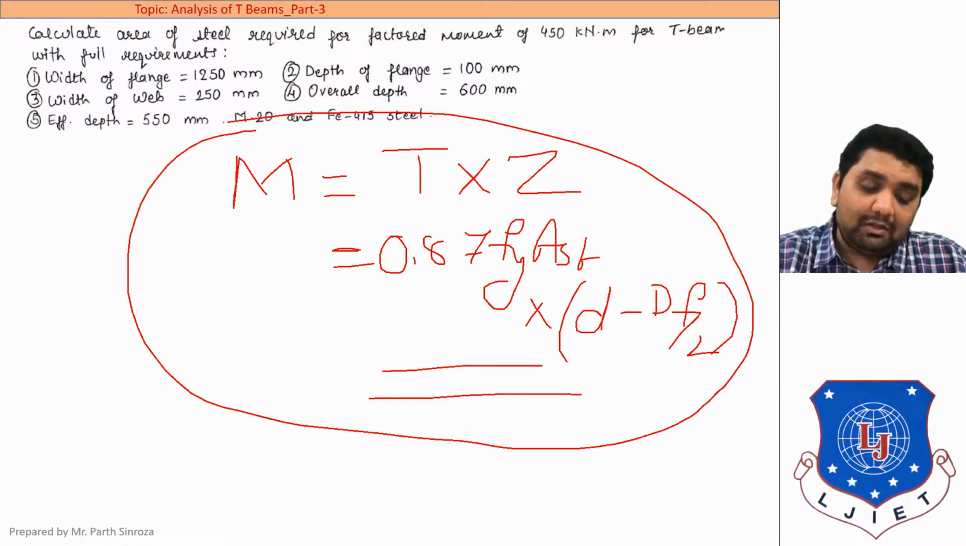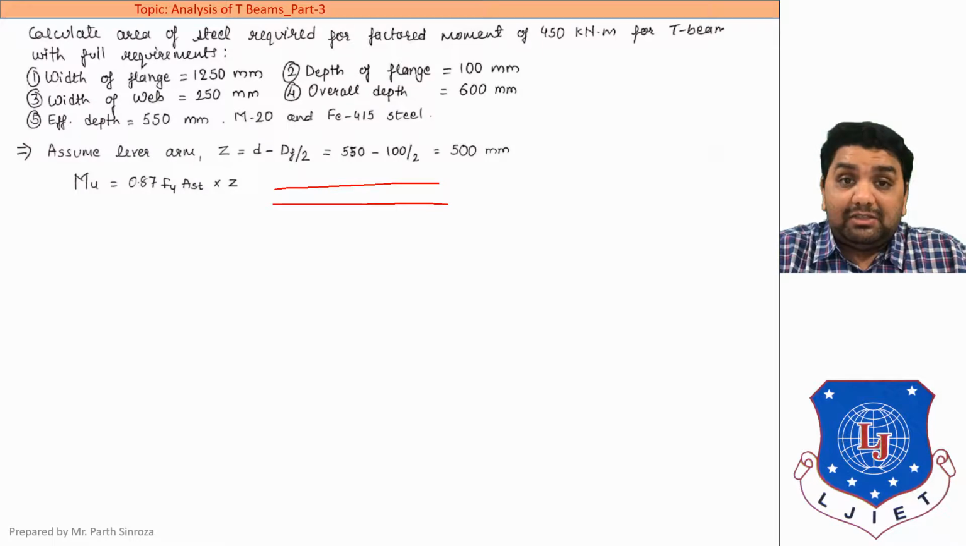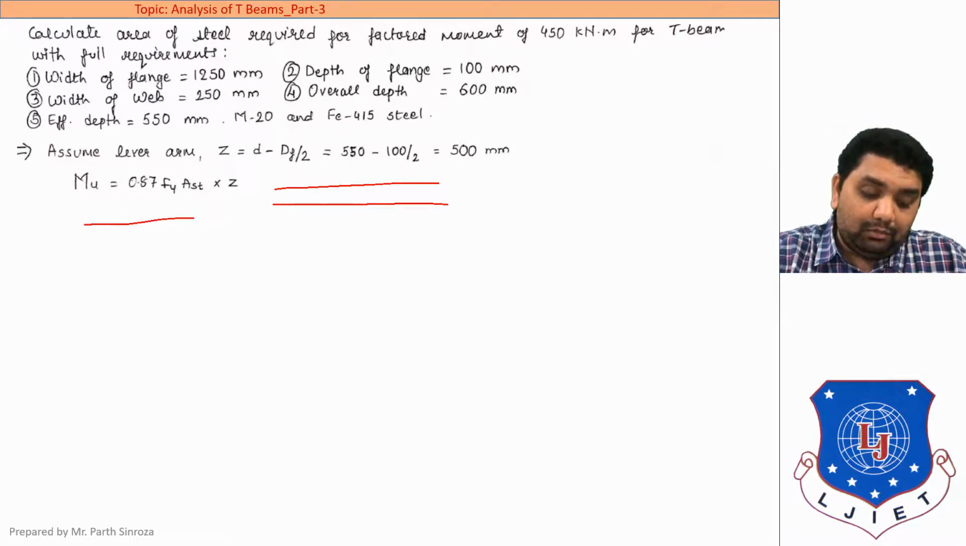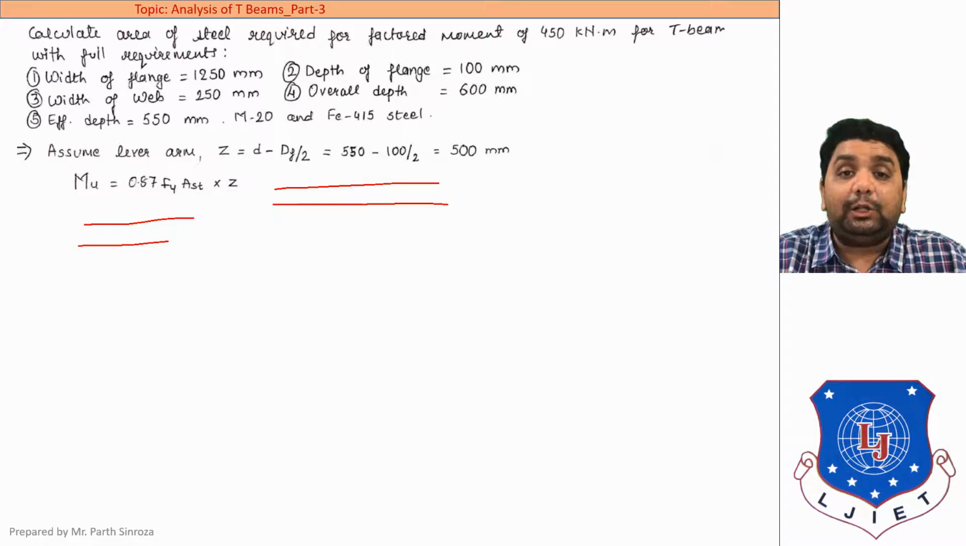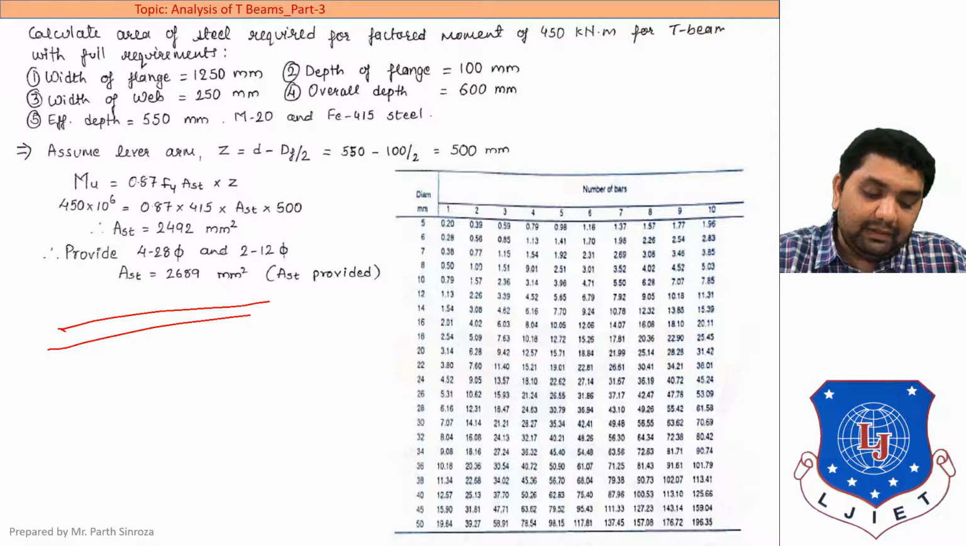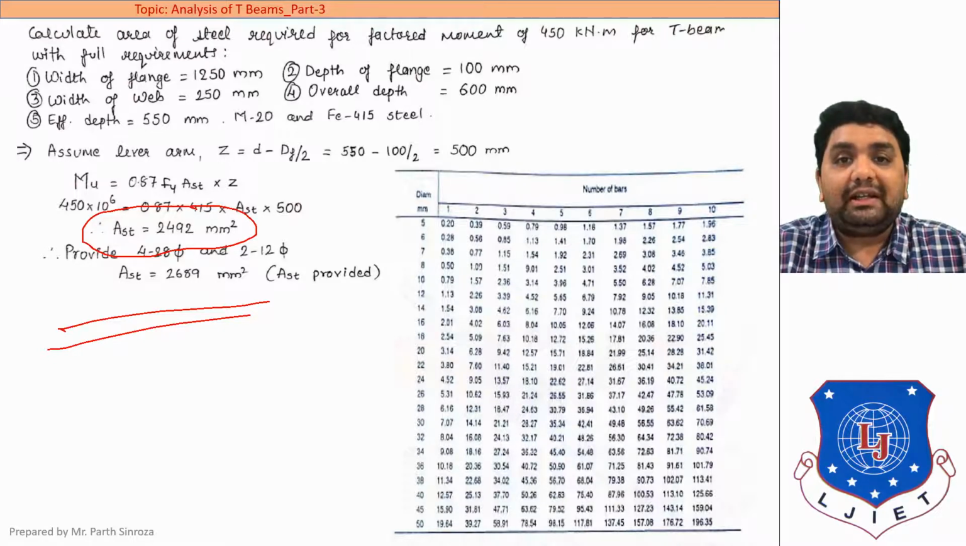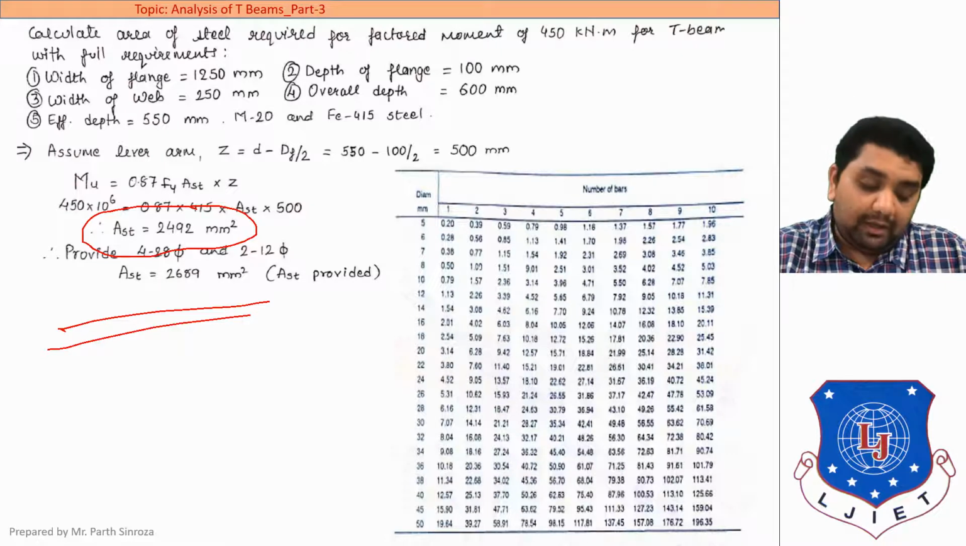So now let us start with the sum and what we will be doing. First thing will be to find our lever arm, as we discussed. Lever arm Z equals D minus Df by 2, and it comes out to be 500 mm. And Mu, as we have discussed, we will be using the term T into Z, and the equation of T is 0.87 Fy AST. So Mu will be 0.87 Fy AST into Z. From this equation, we will be finding AST, that is area of steel. The AST required comes out to be 2492 mm square.